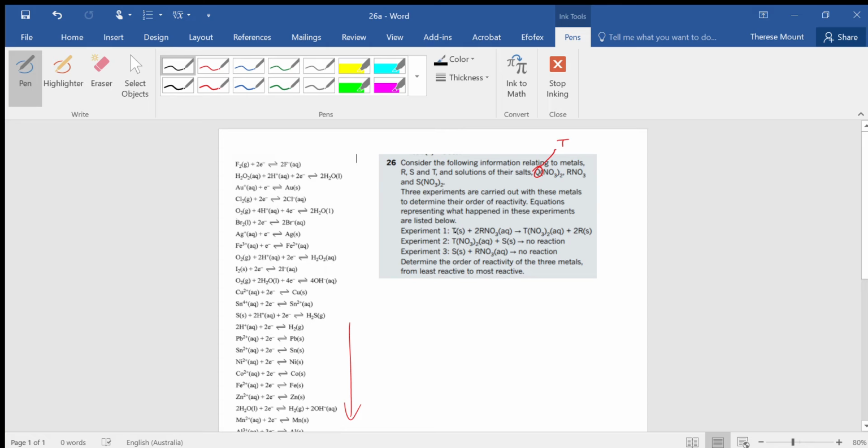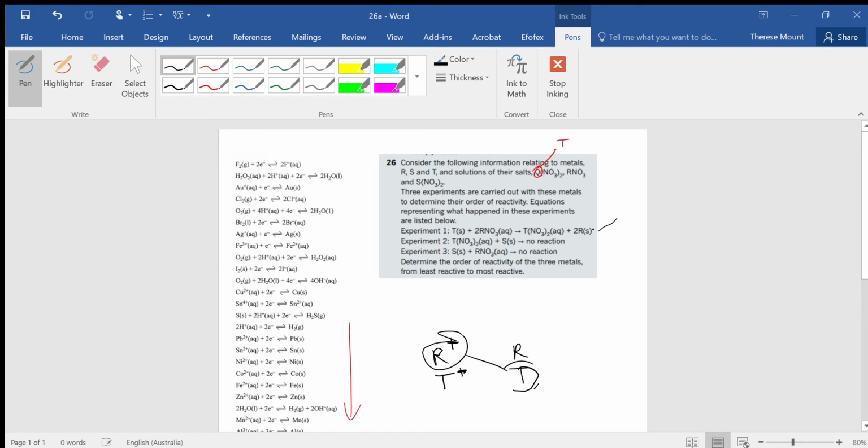Okay, there's a reaction between the T and the R ions here. So that tells me that T reacts with the R ions. That's interesting. Good to know. That tells me that T must be more reactive than R, because the R ions are going to be here, and T is going to react with R because there's a downhill line there. So I could say that T is more reactive than R.